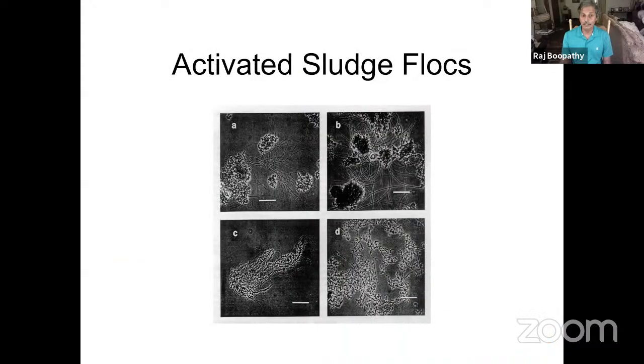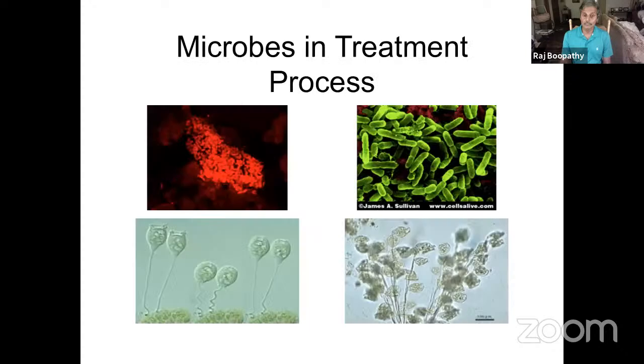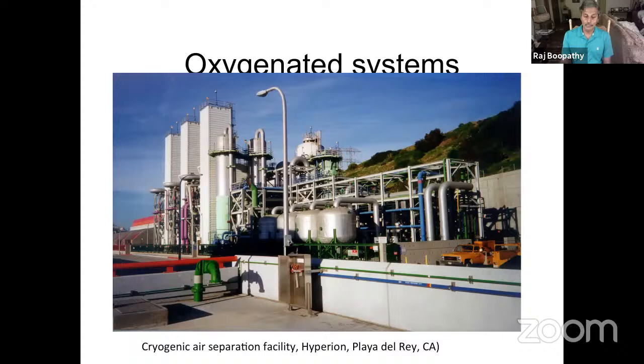Just to show you another picture of different filamentous bacteria in the system. And you have all kinds of organisms. You have yeast, you have protozoa, and rotifers, and a lot of different organisms growing in this biological system. And then you can get as sophisticated as you want. Here, at this cryogenic plant, they're using pure oxygen to pump into the wastewater. They're spending money.